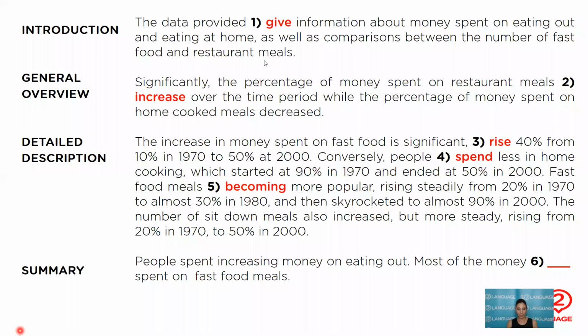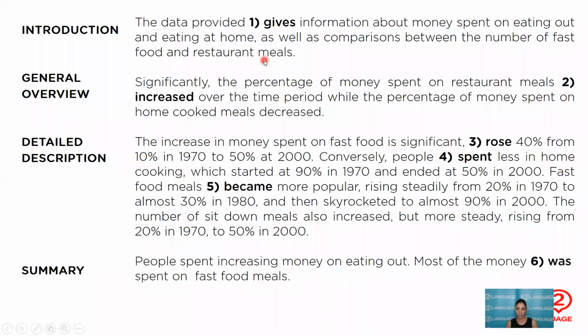Okay, here are our answers. Gives, increased, rose, spent, became, and was spent. So as you notice, we put number 2, 3, 4, 5, and 6 into simple past. Why? Because all of this data, all of this money was spent in the past. The last year was the year 2000. So this has already happened. So the money or the amount of money rose in the past.